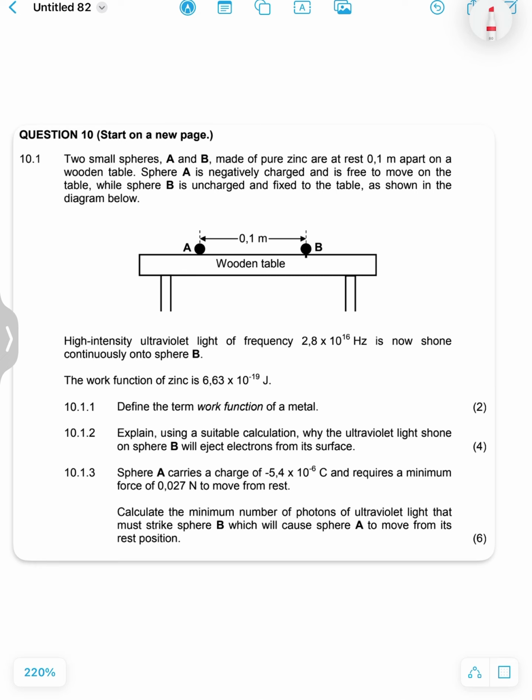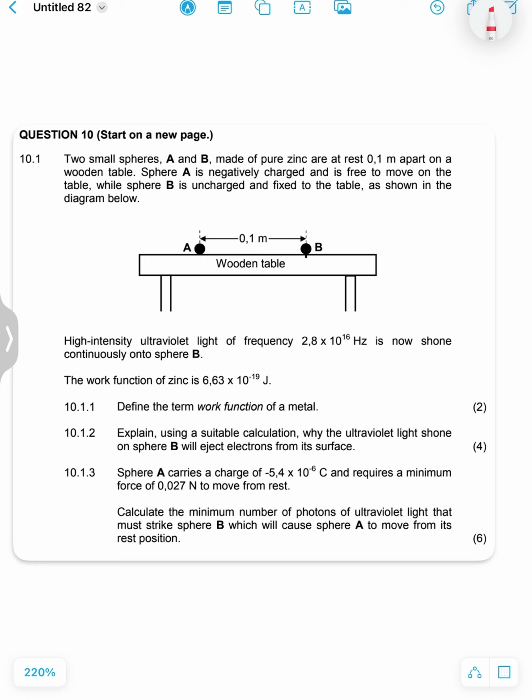So the question says two small spheres A and B made of pure zinc are at rest 0.1 meter apart on a wooden table. Sphere A is negatively charged and is free to move on the table, while sphere B is uncharged and fixed to the table as shown in the diagram below.